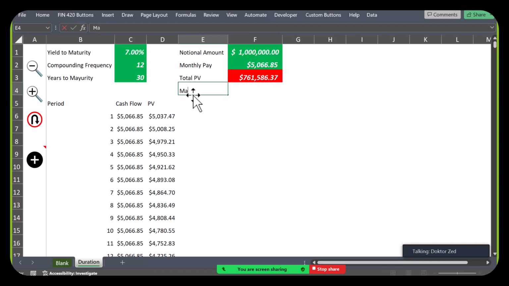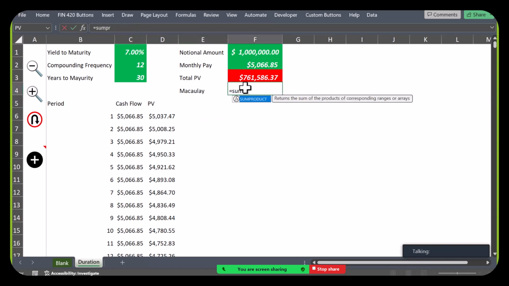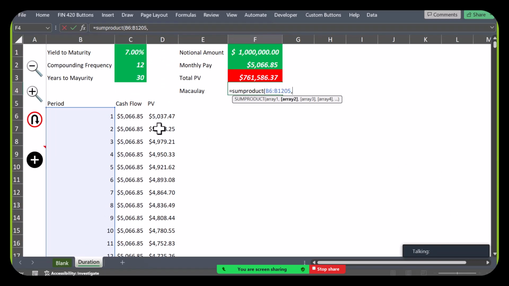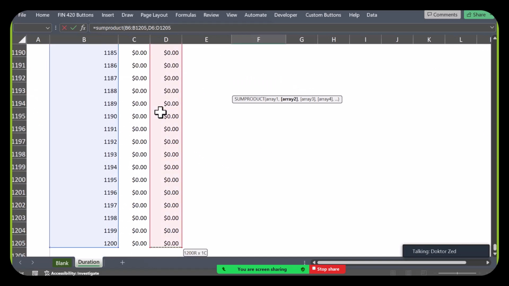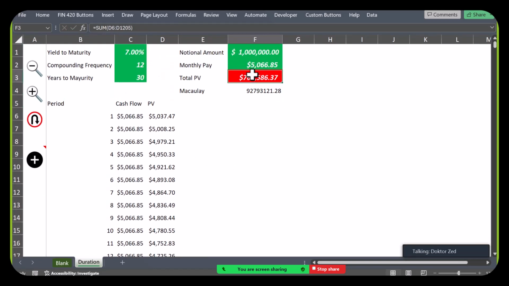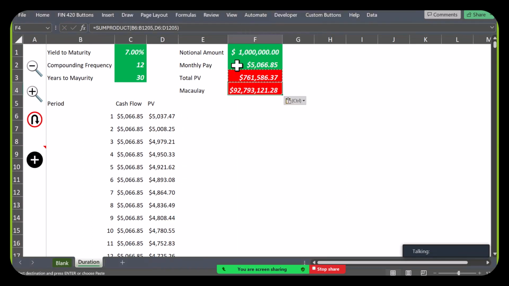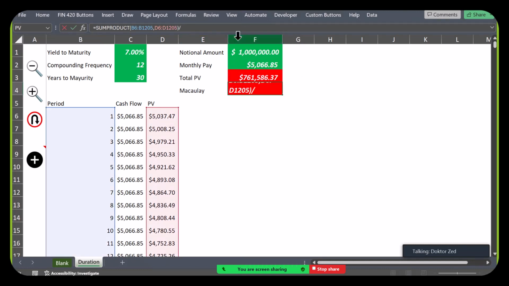I need to calculate my Macaulay. That's some product of the periods and the PVs. And I'm going to copy the formats. And I'm going to divide it by total PV.